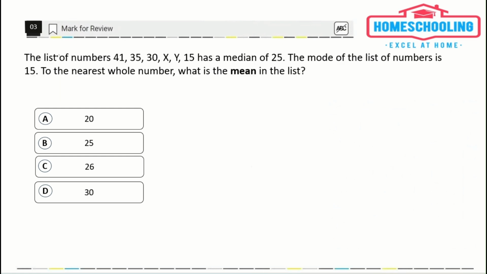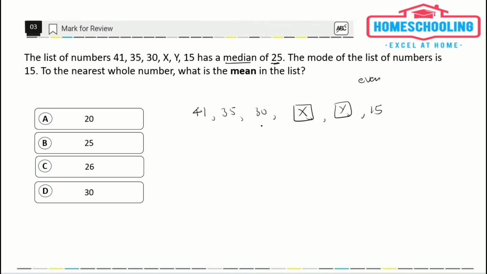The question number 3 says that the list of numbers 41, 35, 30, x, y, and 15. The median is 25. So the median is already given as 25. As we can see, the total numbers are 6. So it is an even number.